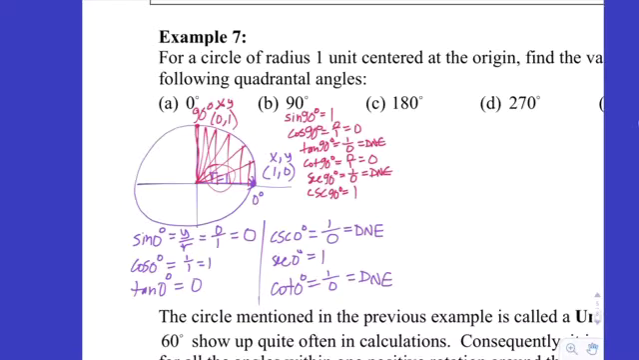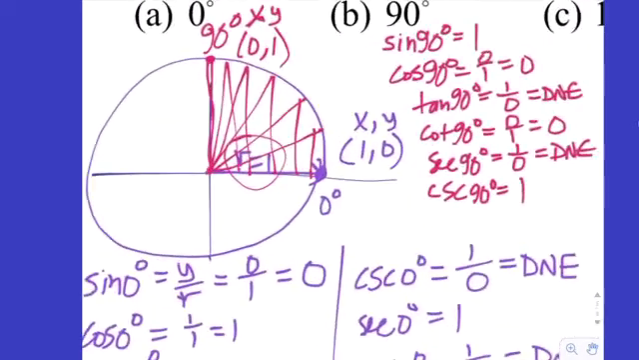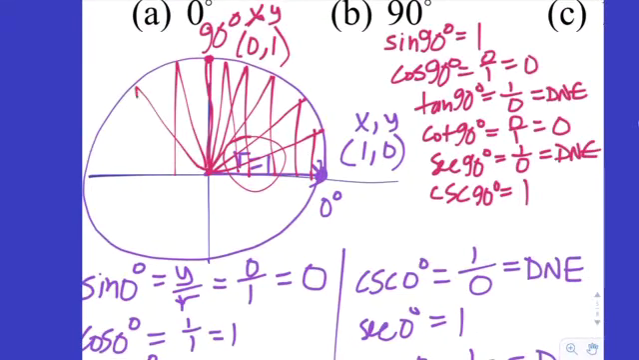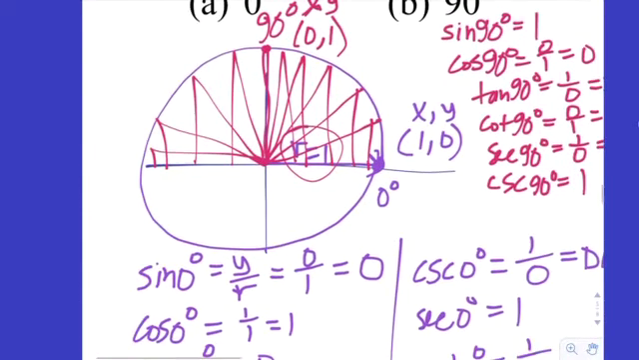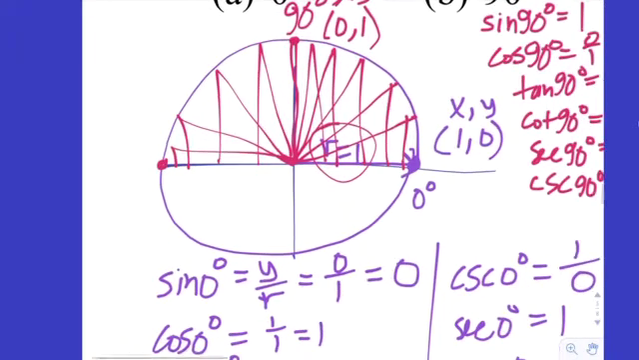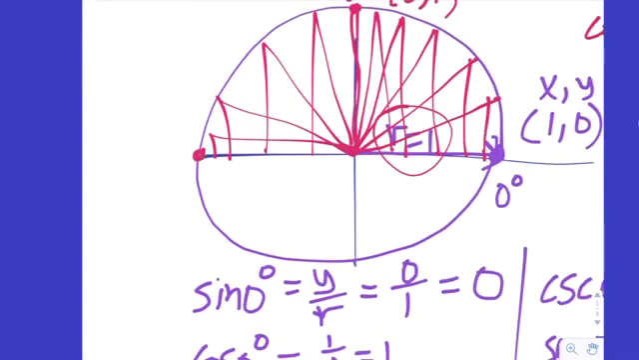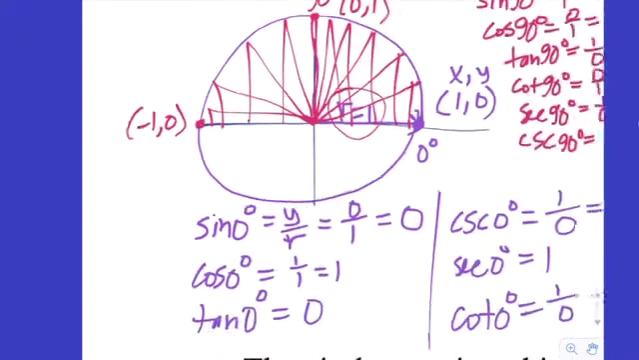Now, if we keep rolling around to 180, what's the ordered pair over here at 180? These triangles now are going to get smaller and smaller and smaller. So by the time, boom, I hit 180, I've collapsed the triangle down to nothing again. The ordered pair is negative 1, 0. All right, so sine is going to be y over r. That's 0 over 1, that's 0. Cosine is x over r. That's negative 1 over 1, which is negative 1. I'm not going to list them out, but you could go ahead and keep doing that.